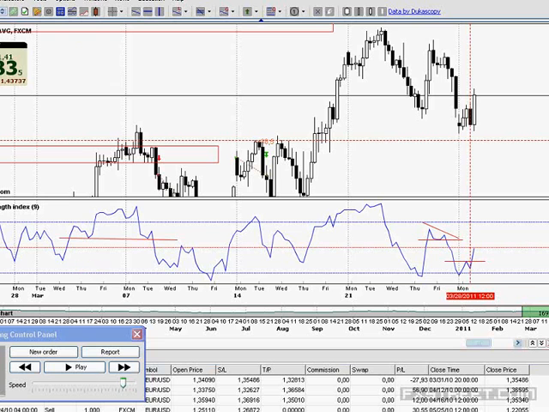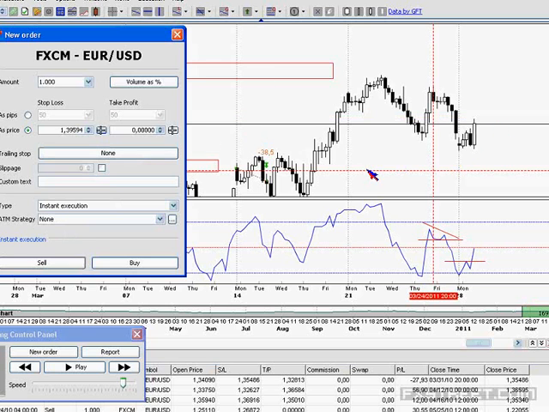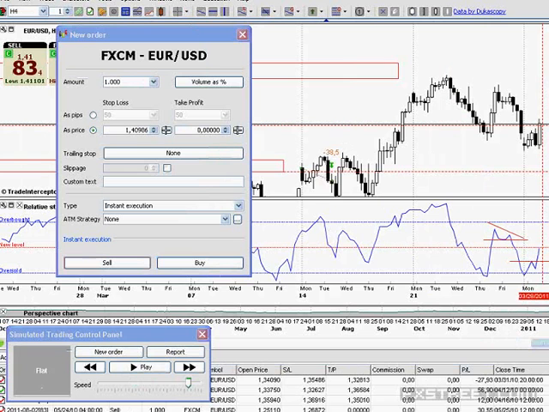So in that case, I will enter a long trade, but I will reduce the position size to half because my stop will be a bit further from the entry level. Okay, and I will leave the take profit open for now, and I will buy on that signal.